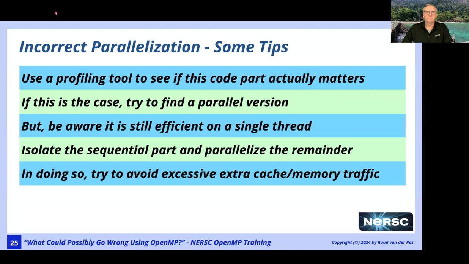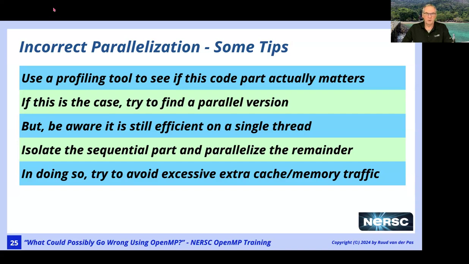So for incorrect parallelization, always only focus on what matters. I already said that. When you find a parallel version, make sure that the parallel version is still pretty efficient on a single thread. So you run your OpenMP code and you set the number of threads to 1, because you want to make sure that you don't lose too much. And again, I'm saying that because there are algorithms that don't have that, and I wouldn't go that way.